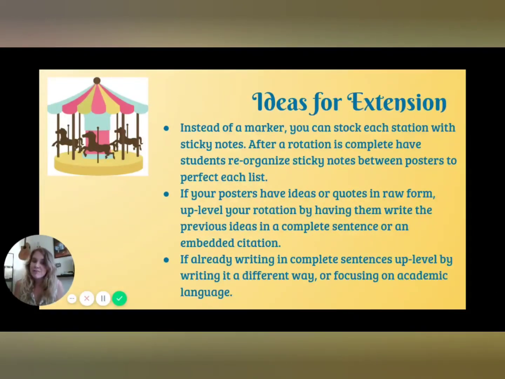If they're already writing in complete sentences, up-level by editing the sentence, writing the sentence a different way, or focus on academic language. Give them a word bank with academic language and say, rewrite these sentences now and make sure that you use at least one of the words from the academic language word bank. And there's more. So come up with all the different ways for extension yourself that work for you in your classroom. What do your students need to flex? What do your students need to practice?